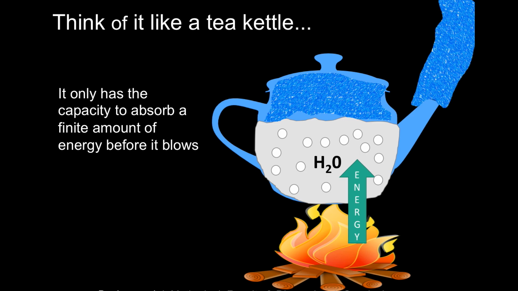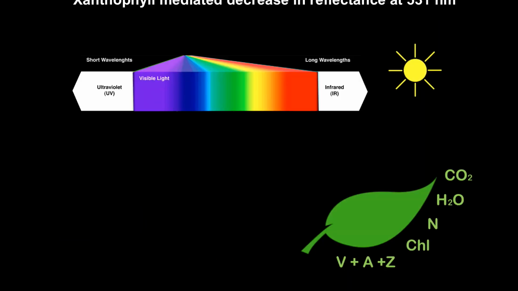it only has the capacity to absorb a finite amount of energy before it blows, and that blowing in the context of the plant cell is the formation of reactive oxygen species. So think of the water as being analogous to photosynthesis, whereby a decrease in photosynthesis would suggest you have an increase in xanthophyll cycle interconversion and heat dissipation.